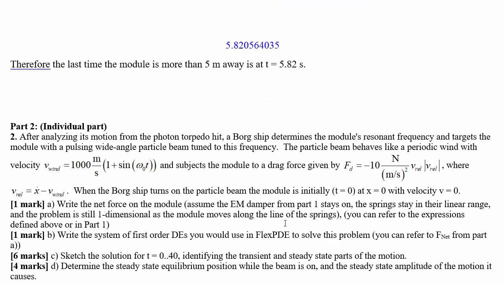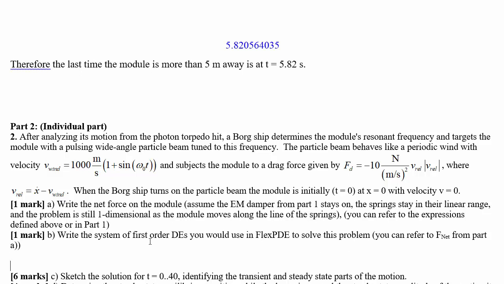Assume the EM damper from part 1 stays on, the springs stay in their linear stage, and the problem is still one-dimensional as the module moves along the line of the springs. You can refer to the expressions defined above or in part 1. Then we're going to write the system of first-order DEs you would use to solve this in FlexPDE, sketch the solution for t is 0 to 40, or just copy down the plot from FlexPDE, and determine the steady-state equilibrium position while the beam is on and the steady-state amplitude of the motion it causes.